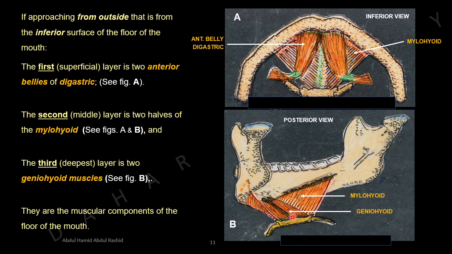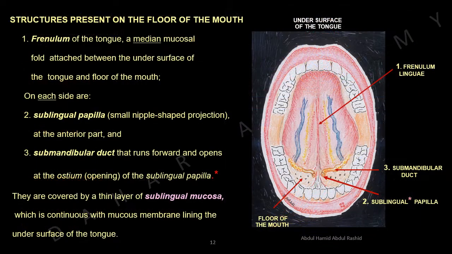So if you are coming as a surgeon from below, from outside, the first muscle in the submandibular region will be the anterior belly of the digastric. Above you have the mylohyoid, and above that the geniohyoid muscle. They are the muscular components of the floor of the mouth. Look at the diagram. The mouth is open and we are looking at the under surface of the tongue.